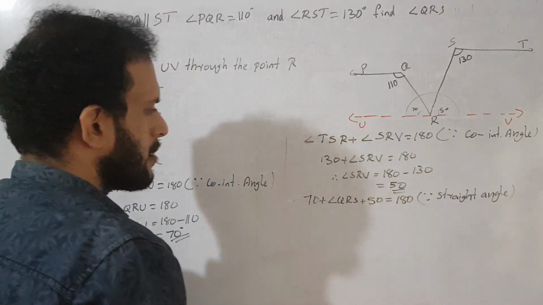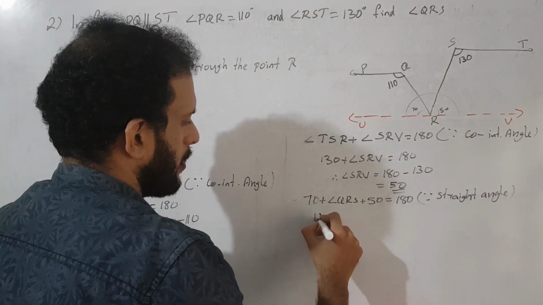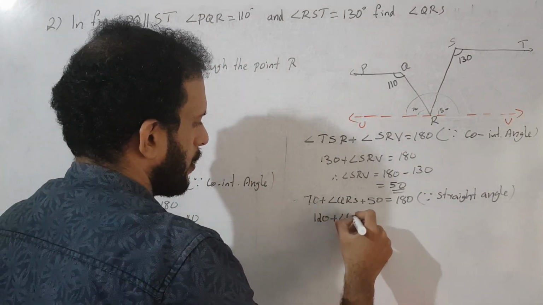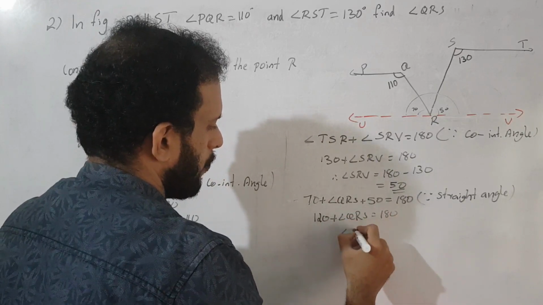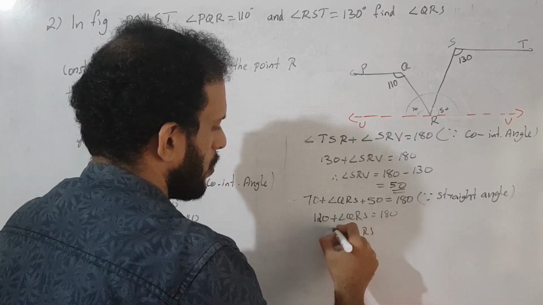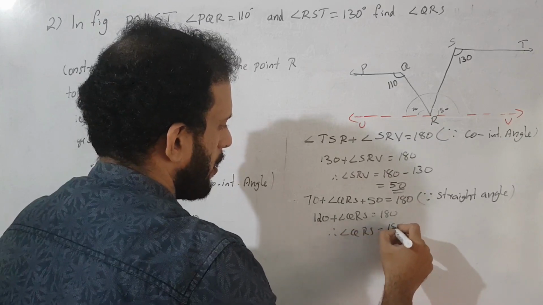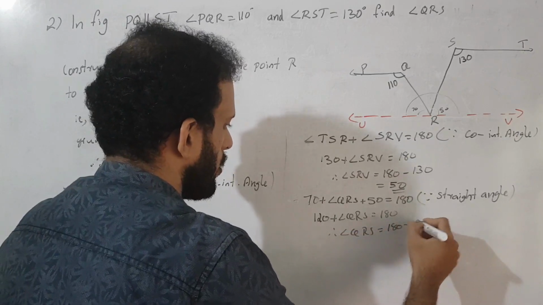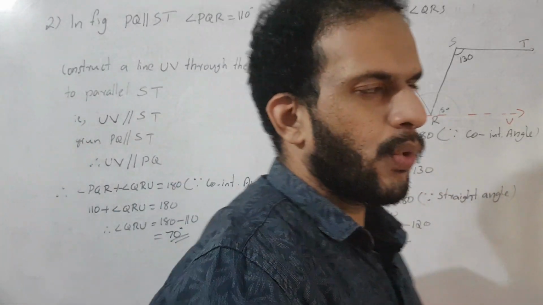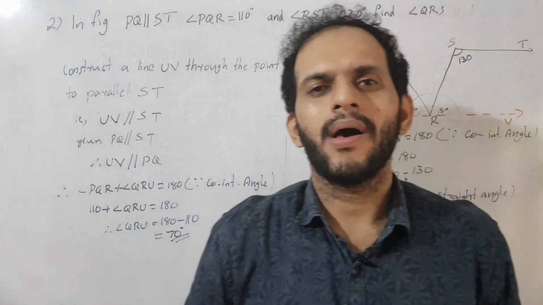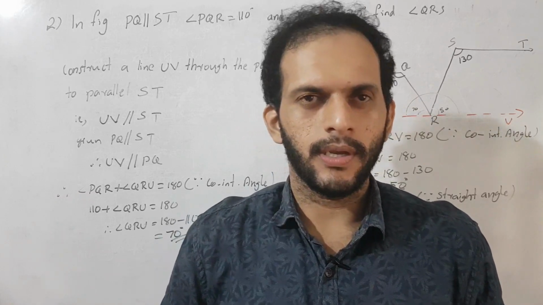Then 70 plus 50 is 120, plus angle QRS is equal to 180. Therefore angle QRS is equal to 180 minus 120, which is equal to 60 degree. What is the angle value of QRS? The angle value of QRS is equal to 60 degree.